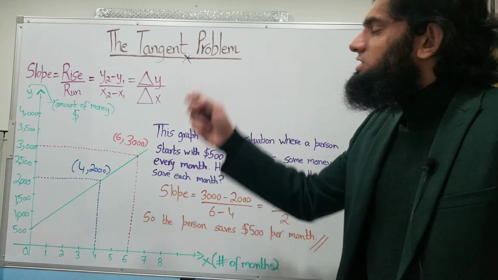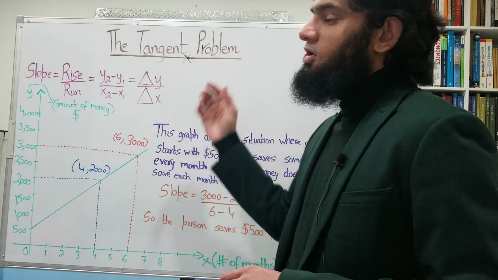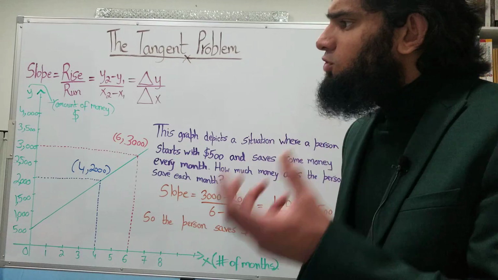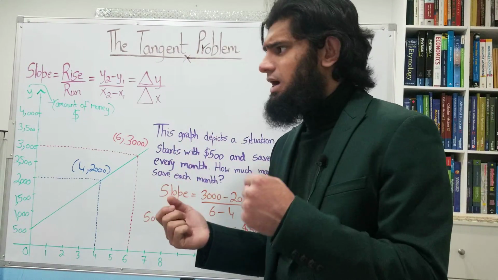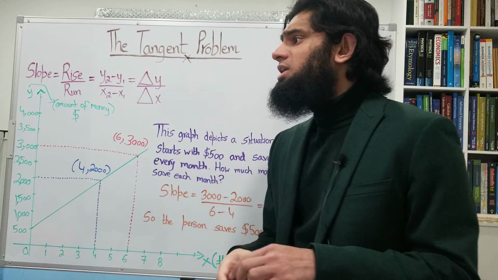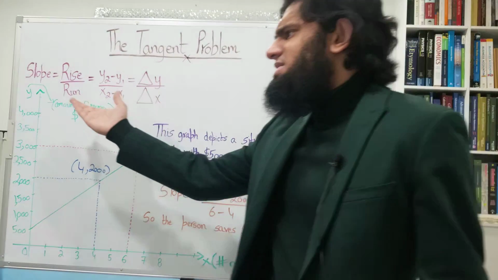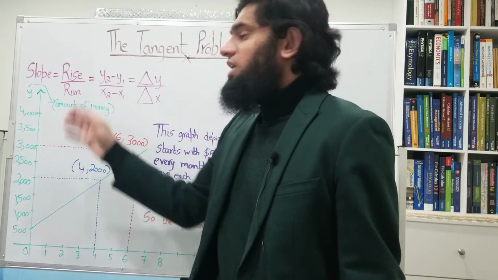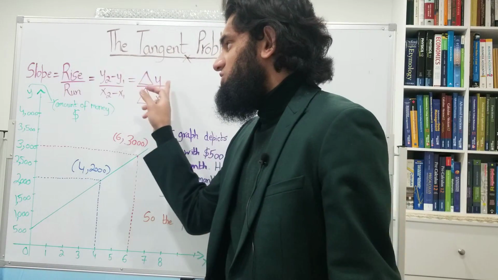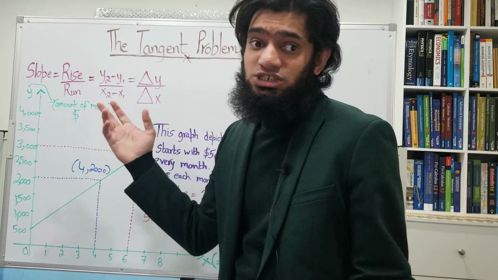Okay, so in this video, I want to go ahead and talk about the tangent problem. But before we talk about this problem, I want to talk about this very simple idea, which is the idea of slope. As we all know, slope is calculated by using this formula here, which is slope equals rise over run. And rise is just a change in the y values and run is just a change in the x values.